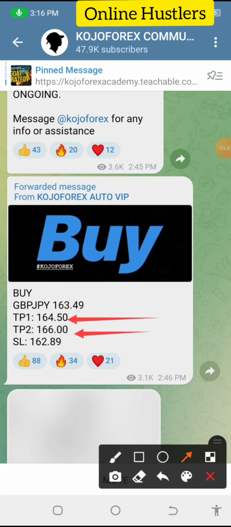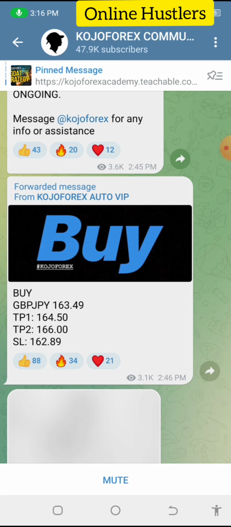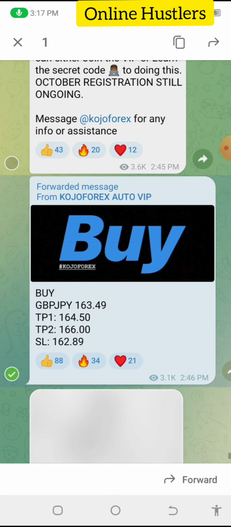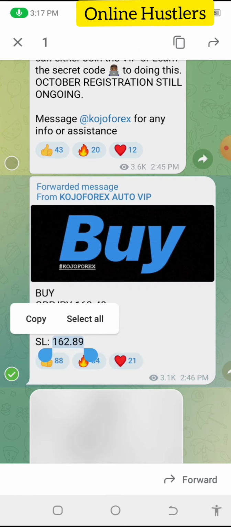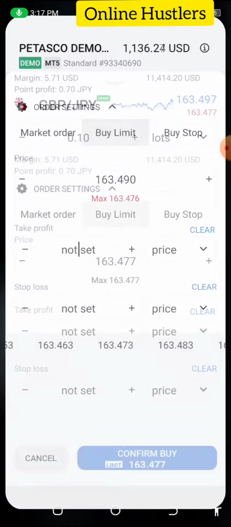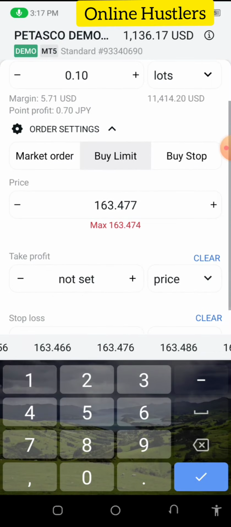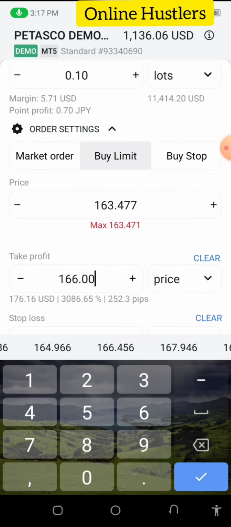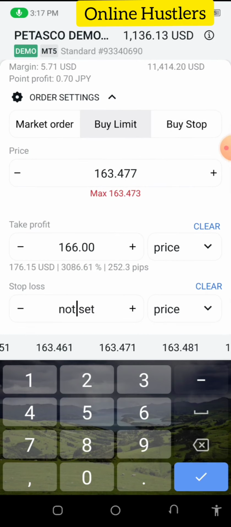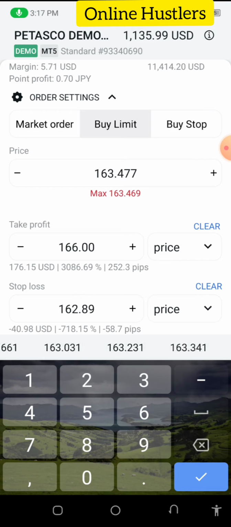You can choose between the two of them, TP1 and TP2, any of them you prefer. I'll take TP2, 166.00. So our take profit will be 166.00. Then our stop loss, I'll copy that and paste it. Our stop loss is 162.89.